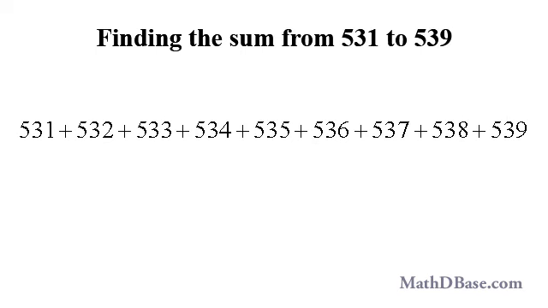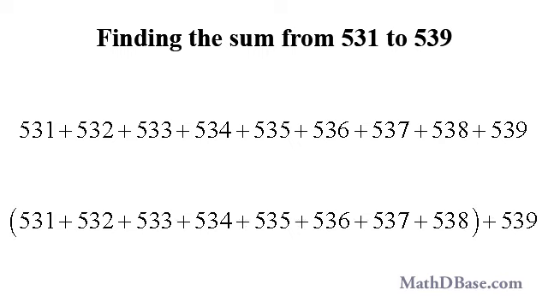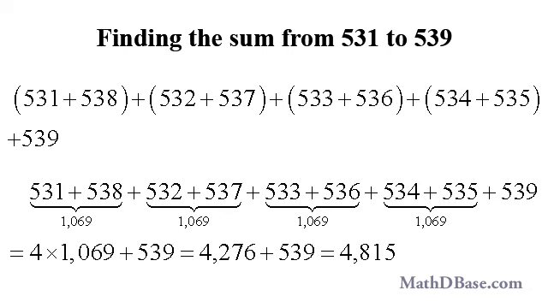To find the sum of the natural numbers from 531 to 539, write out the numbers in summation form. There are 9 numbers to add. Group the largest even number of consecutive addends, rearrange and pair the numbers. Finding the partial sums, there are 4 pairs, each with a sum of 1069 and one addend, the 539 left over. The total sum is 4 times 1069 plus 539, which is equal to 4276 plus 539, or 4815.